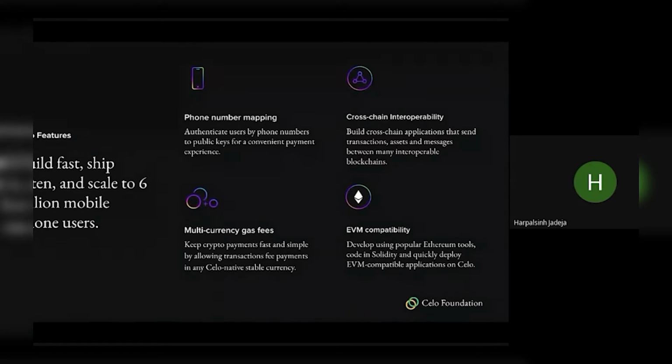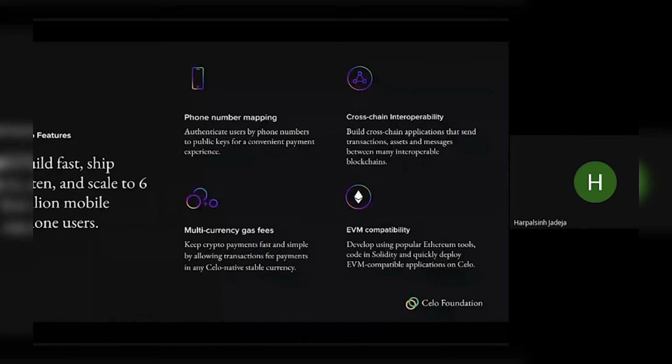Cross-chain interoperability. This is a bit more of an advanced feature, which basically means that there exist multiple blockchains like Celo, Ethereum, then there is Polygon and other blockchains. And if you want to transfer your funds from Celo to the Polygon blockchain or Ethereum blockchain, you can do that because we have such projects and tools in the ecosystem to do such things. Multi-currency gas fees.